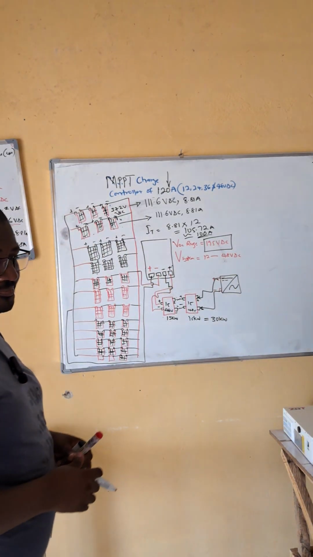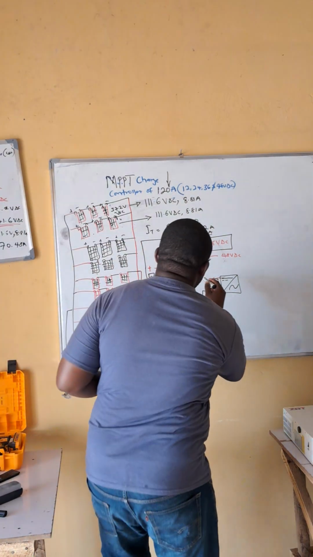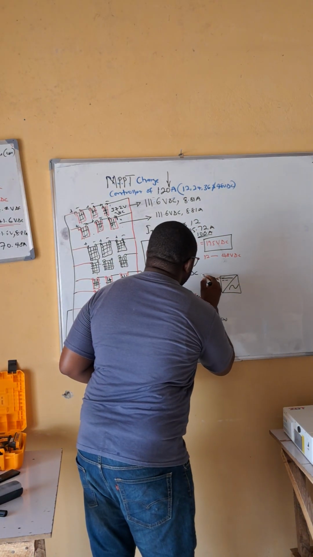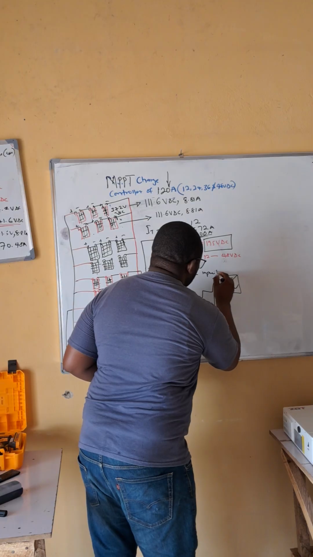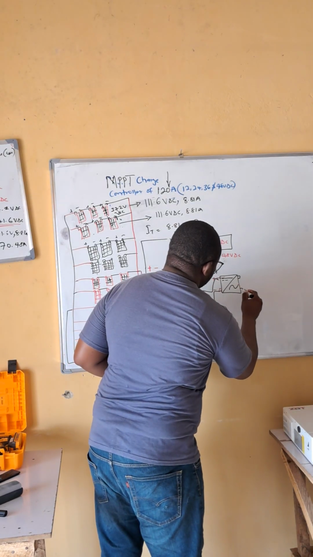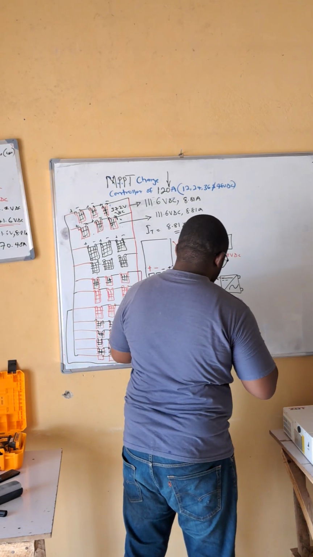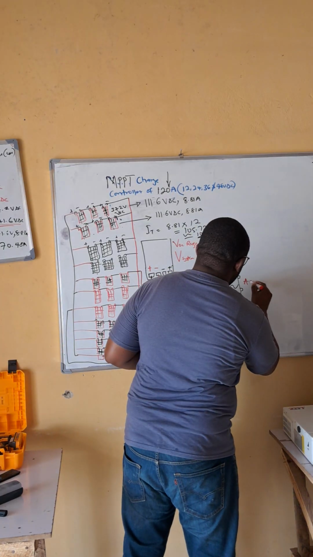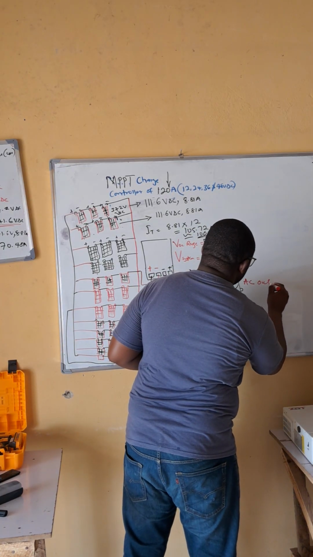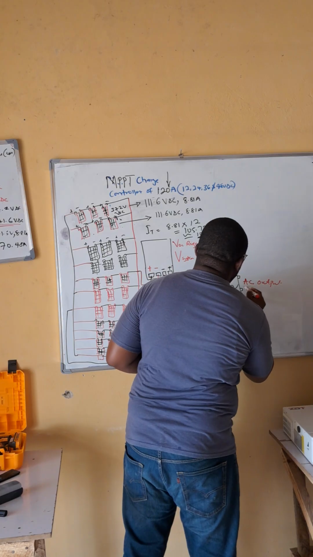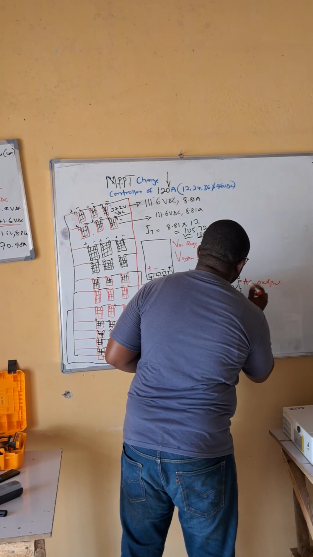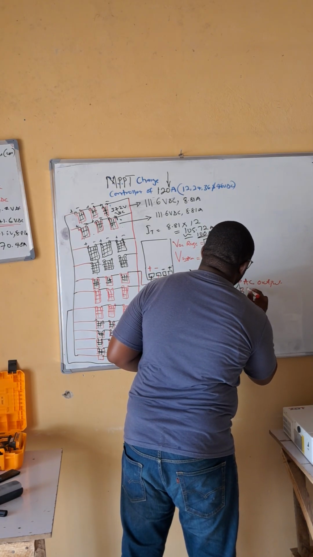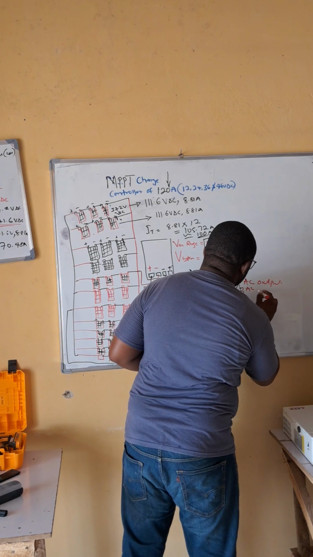Do you get it? So this is the DC input. And this is the AC output. It also has, like here, and then you have AC input.